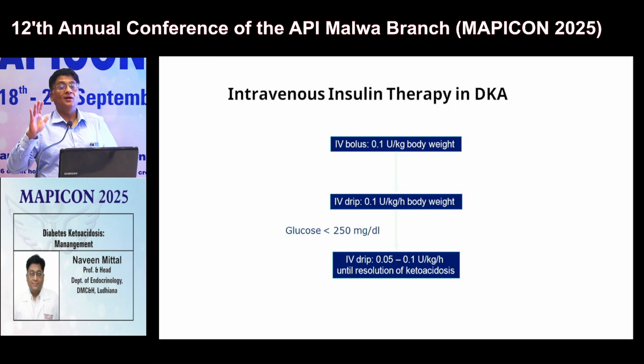Continue until the blood sugar comes less than 250. When the blood sugar is less than 250, reduce the rate to half. That is about 3 units per hour. Along with that, you give the patient dextrose.